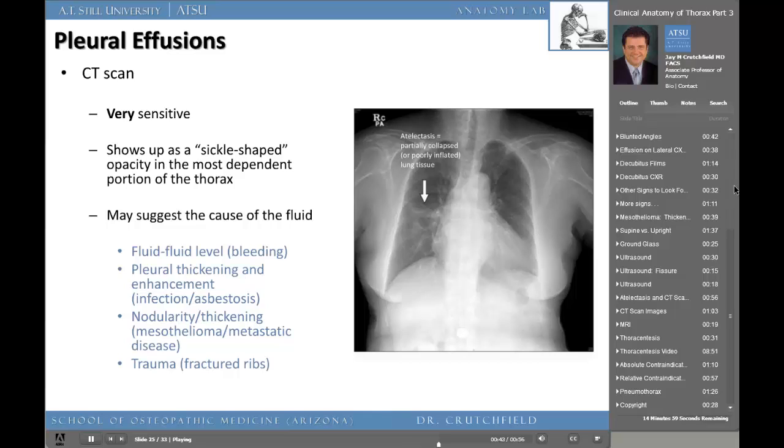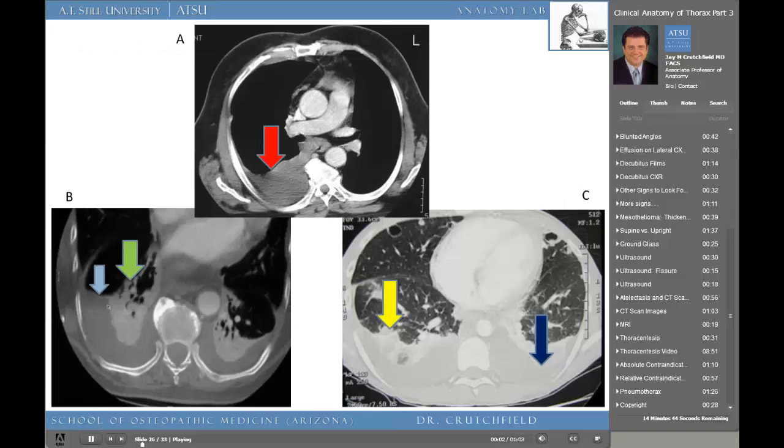Here, let's look at some transverse sections on CAT scan. In image labeled A, the red arrow is showing us a large pleural effusion in the right posterior hemithorax. In B, we can see from the blue arrow all of the fluid which is in the dependent position in the hemithorax. The green arrow in image B is showing us atelectasis.